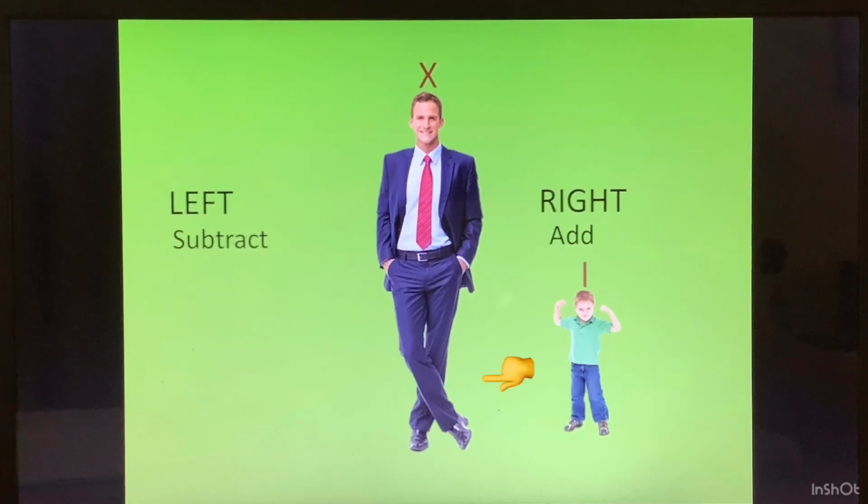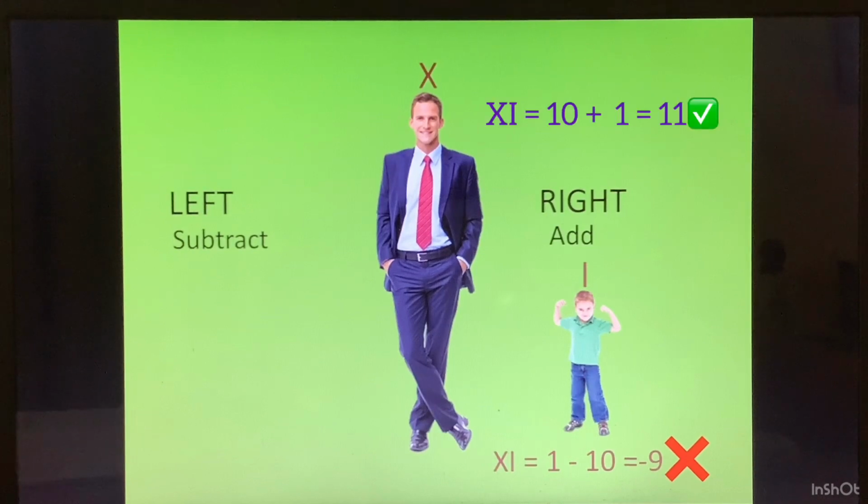on the left of I. And since X is on the left, we subtract 1 minus 10 and get minus 9. This is wrong. When we start reading a Roman numeral, we start reading from the symbol which has the maximum value. In this case, out of X and I, X has the maximum value. So now we look at what is on the left of X, what is on the right of X. That is why we do not take XI as 1 minus 10, but we take XI as 10 plus 1, which is 11.